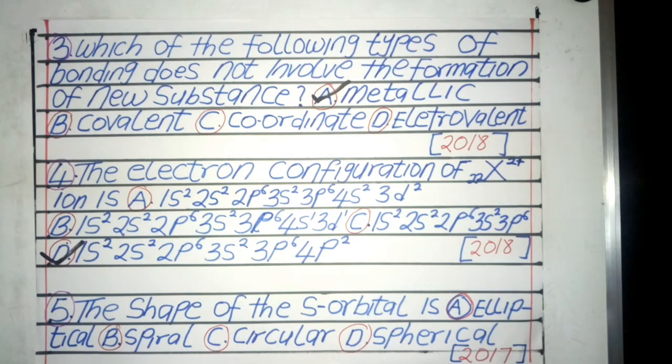Then the next question. The shape of the s orbital is A, elliptical, B, spiral, C, circular, and D, spherical. Of course, the s orbital is spherical. The p orbital is dumbbell. D orbital, double dumbbell, then F, diffuse. But in this case, they're asking for the shape of the s orbital. S orbital is spherical.